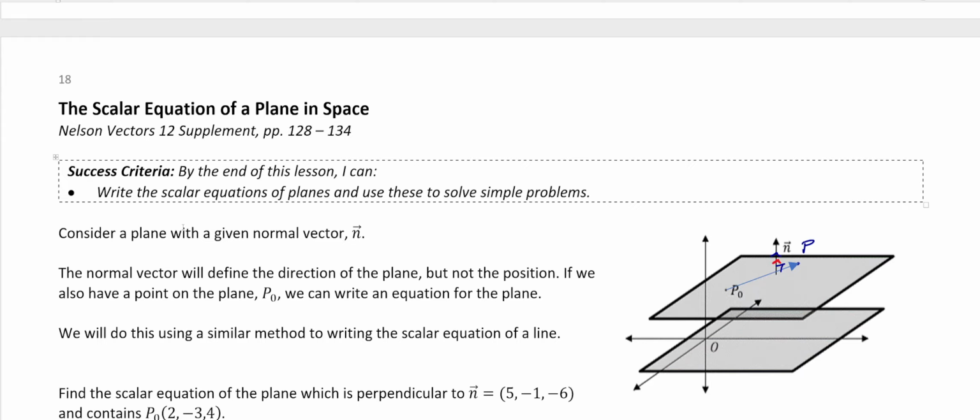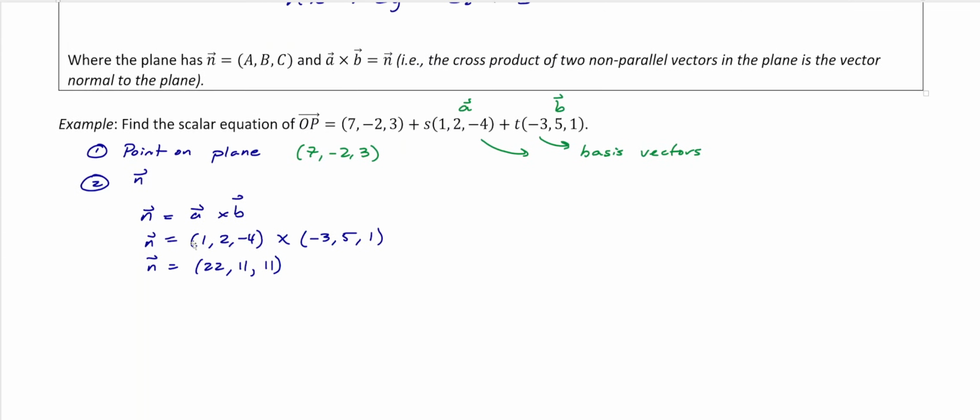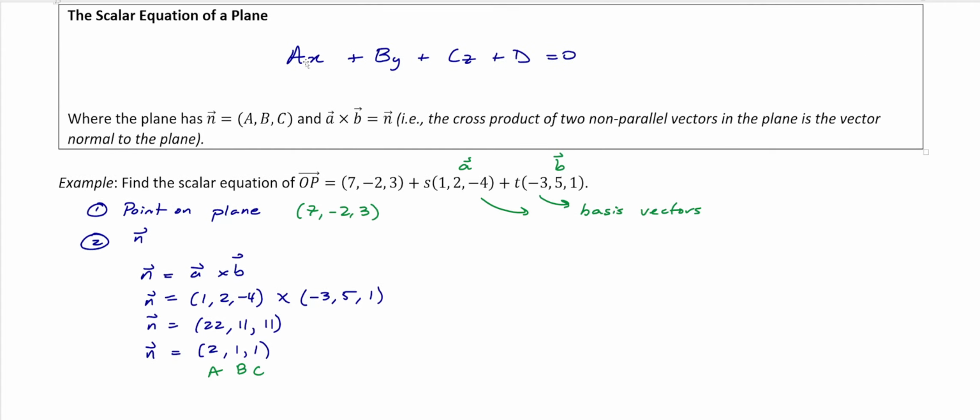So if I have a vector here that I've given my normal vector as 22, 11, 11, I can rewrite that as simply just 2, 1, 1. That vector is still perpendicular to the plane. Okay, so now what I have here is my A, my B, and my C. And you will recall from the definition of the scalar equation of the plane, ax plus by plus cz, a, b, and c are the components of the normal vector.